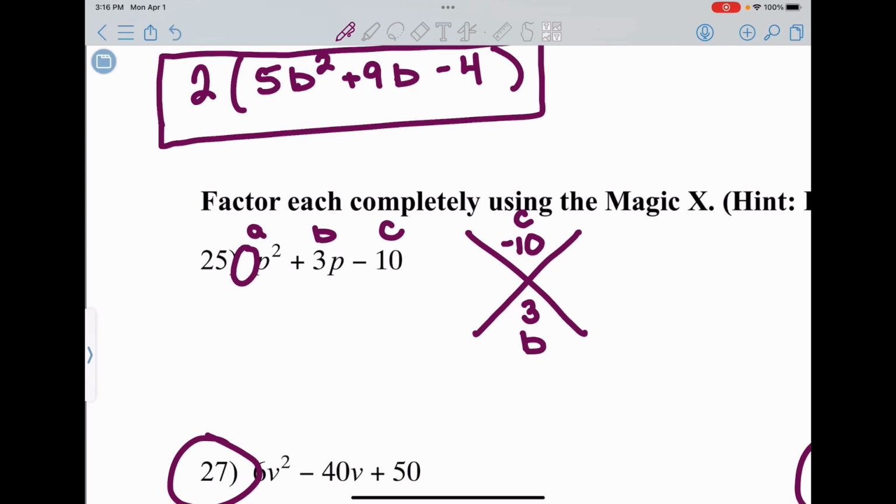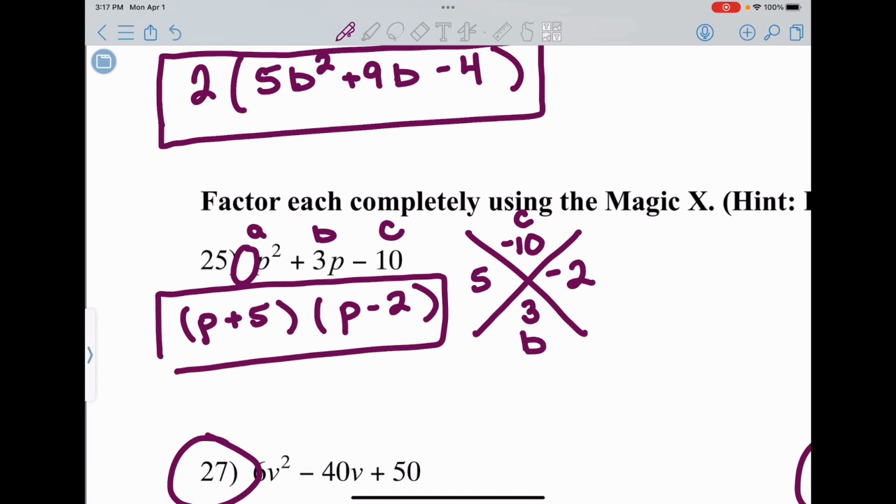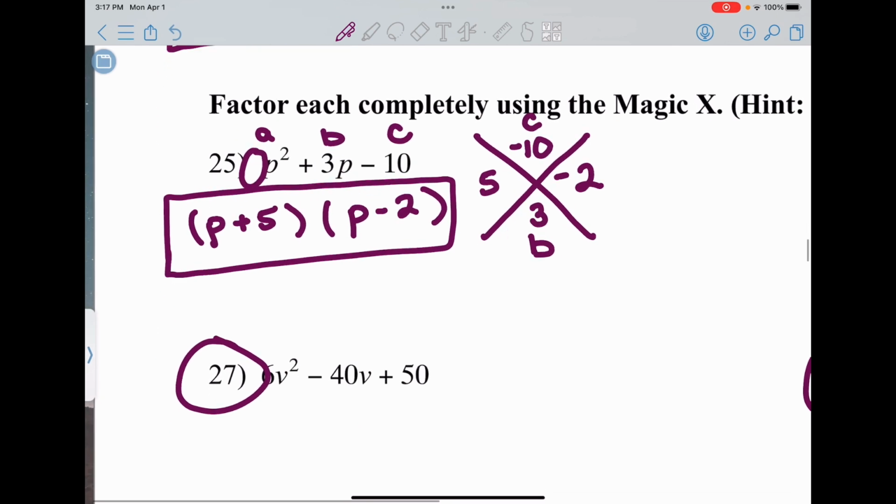So two numbers that come to mind for me are 5 and 2. But one of them has to be negative in order to get to negative 10. And to add to positive 3, I'm going to make the 2 negative. And because this is the regular magic X, I already know what my binomials will be. This will just be p plus 5, because I had a positive 5, and p minus 2 for that negative 2. So that is the regular magic X. Let's see how we use the modified magic X.